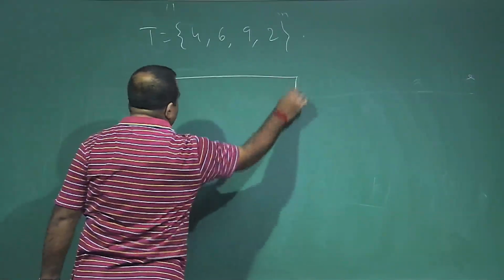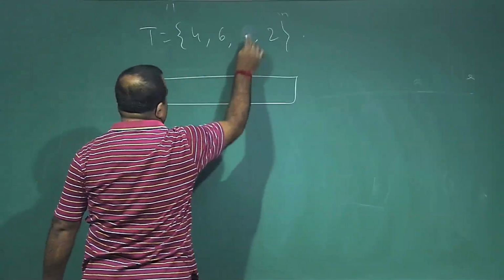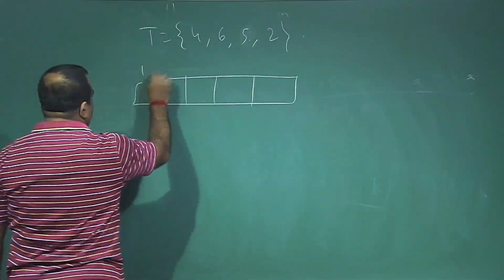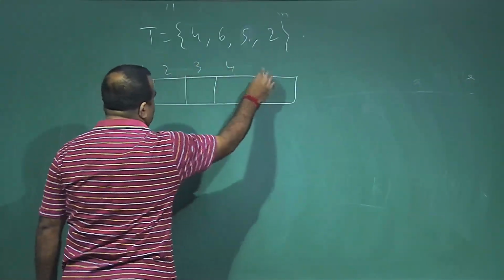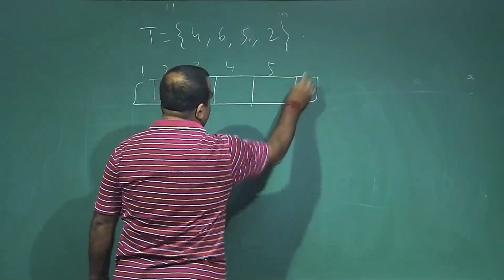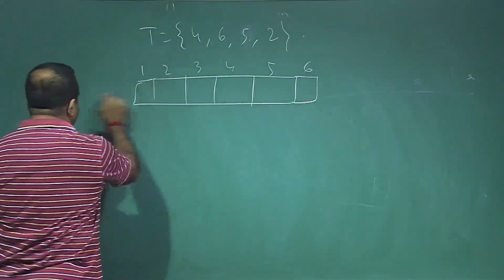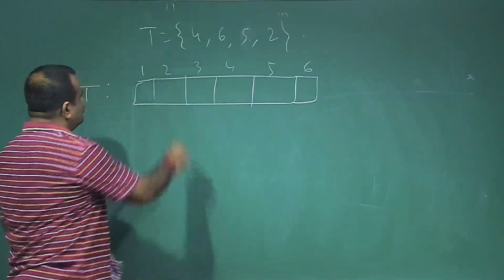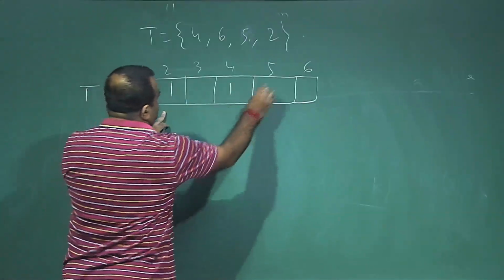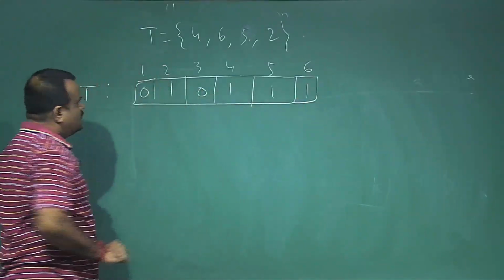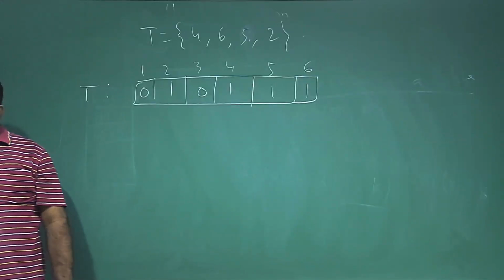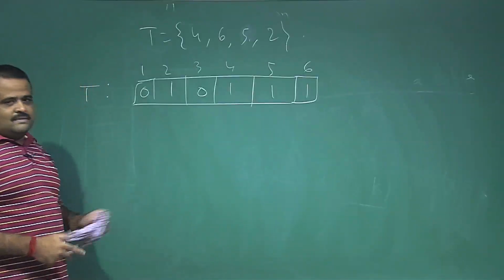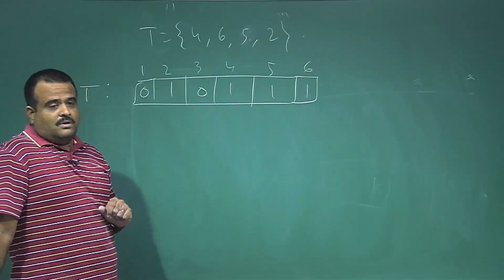So what can we do? The largest key is, say, 6, so we can have an array of size 6: 1, 2, 3, 4, 5, 6. If a record is present, we put 1, otherwise we put 0. This is just a direct access table, or a bit vector. It is very simple, but it is a very powerful data structure.